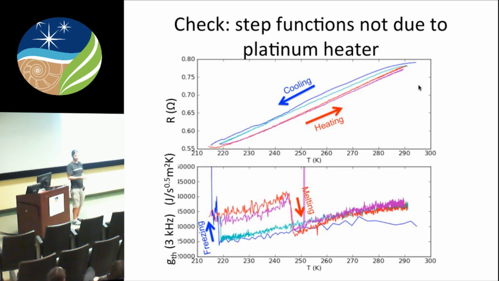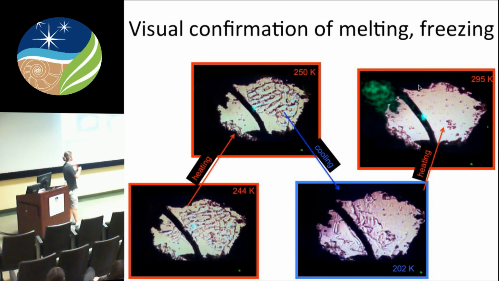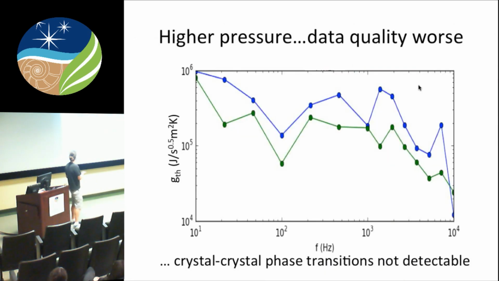I can check, because this is electronic measurements, so one nice thing is you can really check what's happening to the heater, and the resistance is cycling in a pretty systematic way with some hysteresis related to the uncertainty in the temperature measurement, but nothing like the hysteresis I see in the freezing and melting of water. And in this low pressure case, you can actually see water crystals forming and melting. So I can visually confirm that.